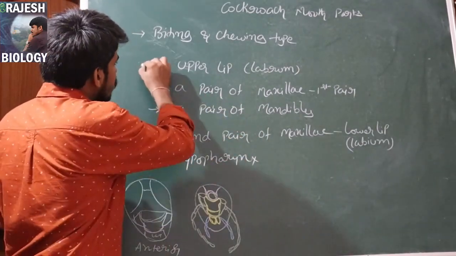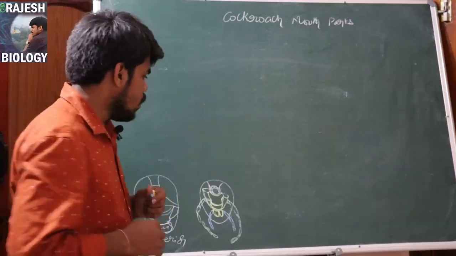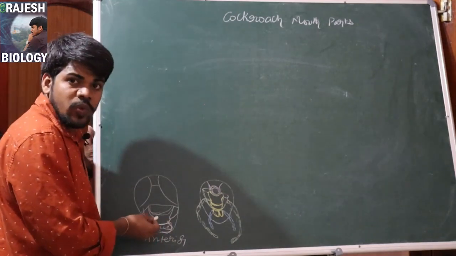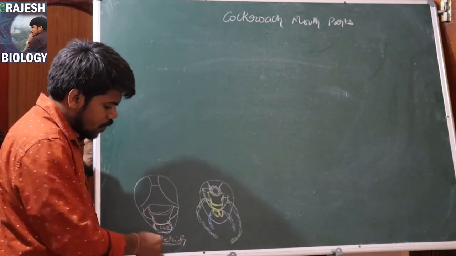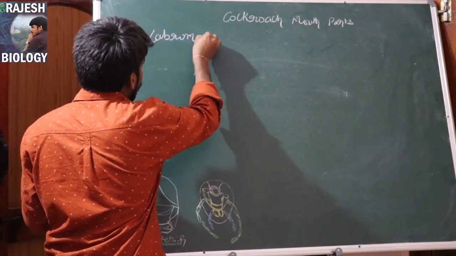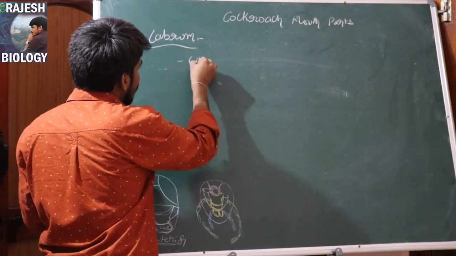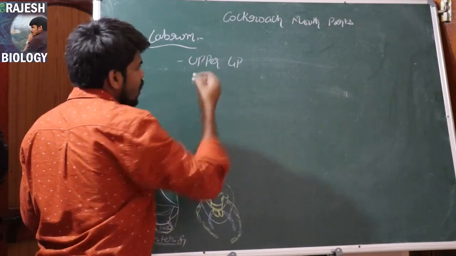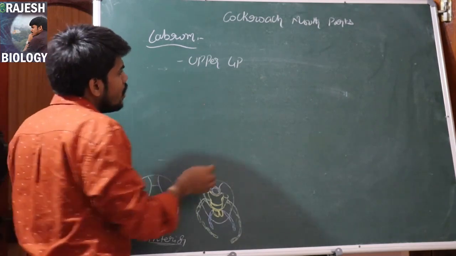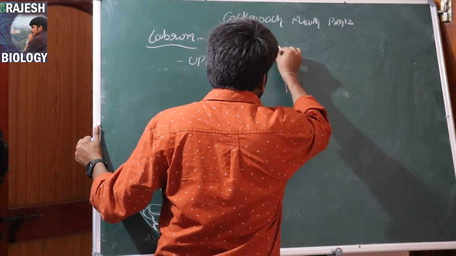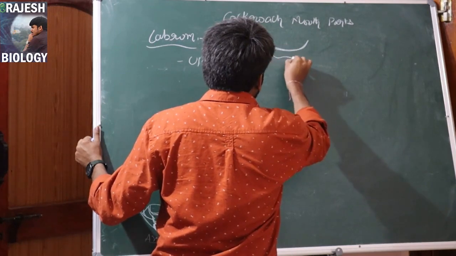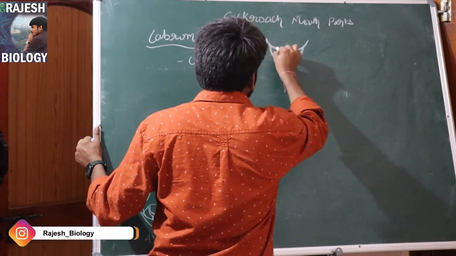So first we will start with the upper lip, labrum, which we can observe in the anterior portion of the head. Labrum is an upper lip. It is an unpaired structure. Only one is there, not a paired structure. It is vertical and rectangular.